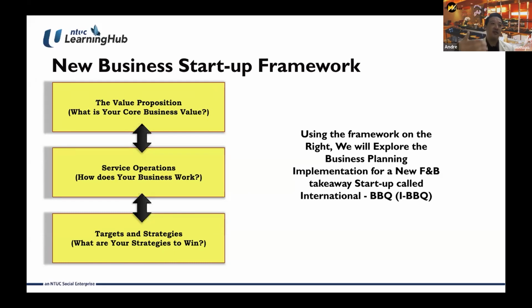And then after you have your concept, the product, what is your product? What is your concept? And then how you're going to run the business? How you're going to plan your service operations? How does your business work? Are you going to operate this from home? Are you going to manage it yourself? And do you have the resources for that?